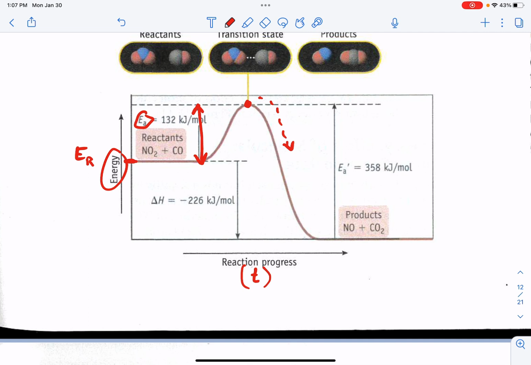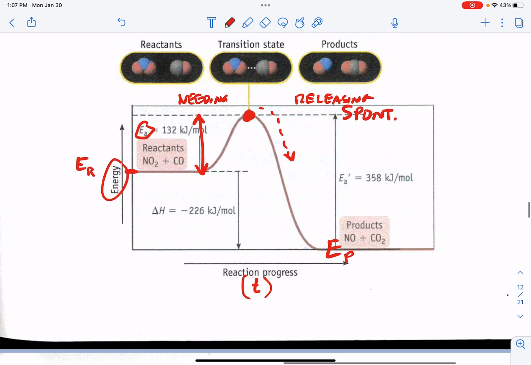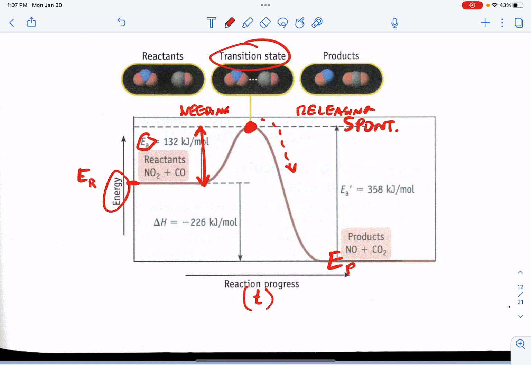And finally, we get down here, which we could say is the energy of my products. Now, this point right here is called the transition state, where the reaction now transitions between needing energy to releasing energy and moving on its own. Now it becomes spontaneous at this point. And this is called, again, the transition state, an important vocabulary word.